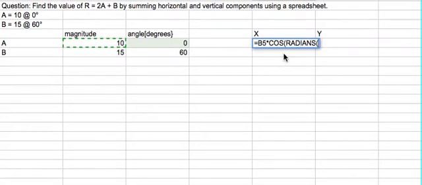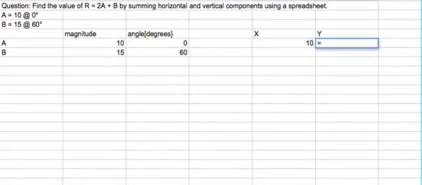In the spreadsheet, there is a good function called radians that transforms degrees into radians. So then what I can do is type in C5, since that's where the angle is. Close my parentheses, and that's it. That makes sense, because now I have 10 at 0 degrees, meaning I have nothing in the y.